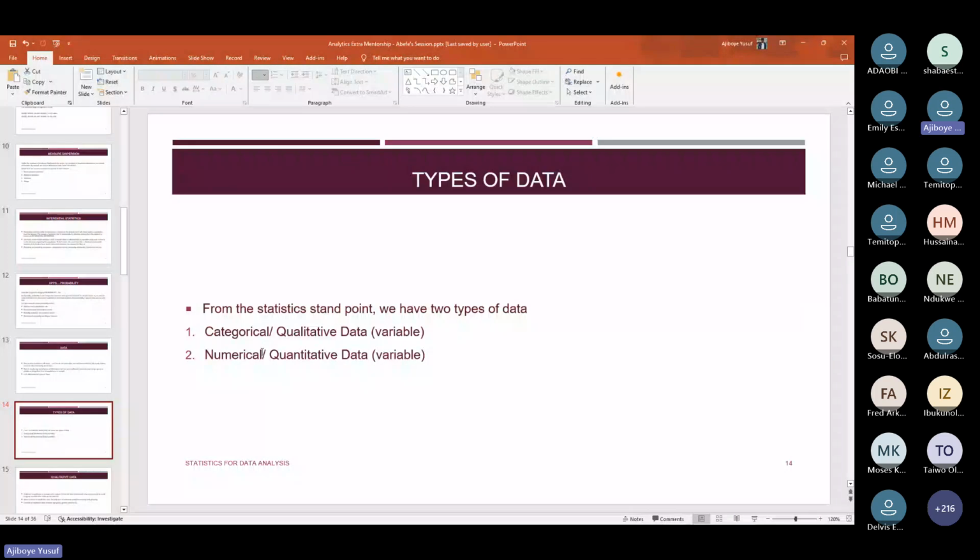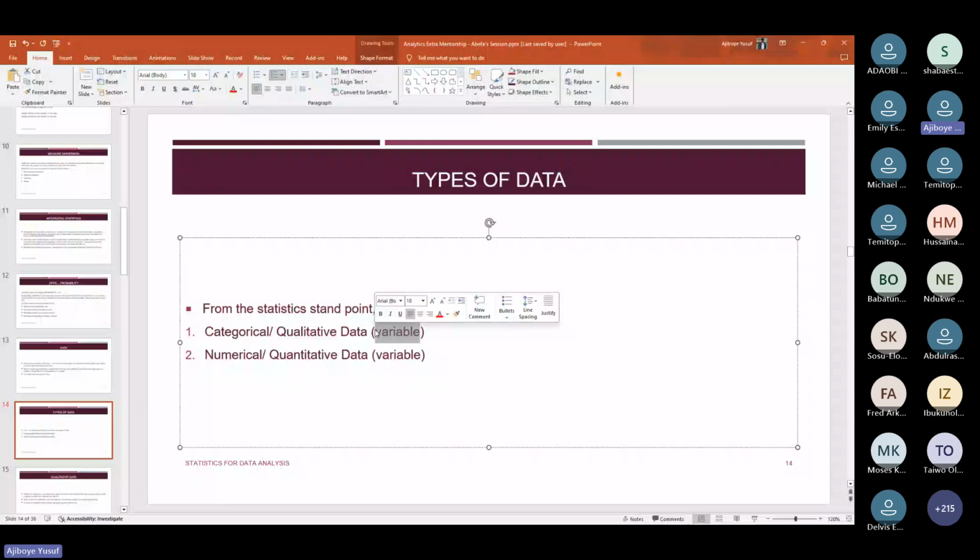But from the concept of statistics, there are basically two types of data: the categorical, aka the qualitative data, and the numerical, aka the quantitative data. Some people usually say it is a variable too, so that's why I put it in brackets here. So types of data, types of variable, they are the same thing in statistics.